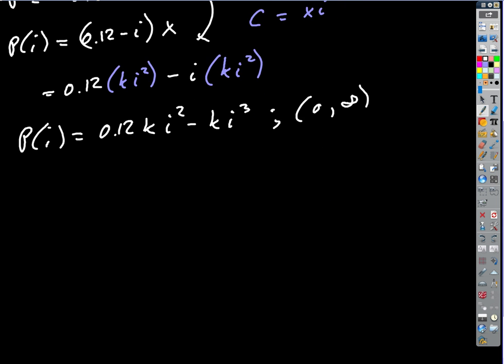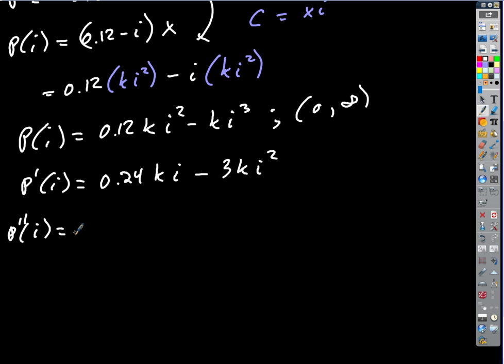Okay. Now we just do calculus. So what's P prime? K is a constant, right? 0.24 k I minus 3 k I squared. Okay. And while we're at it, if we calculate the second derivative, 0.24 k minus 6 k I.